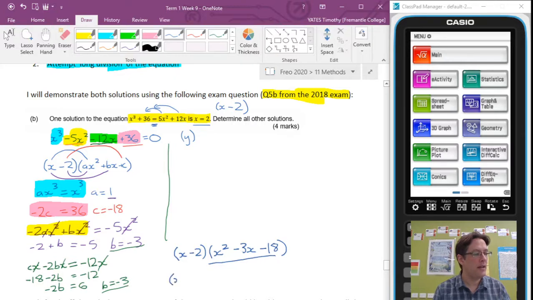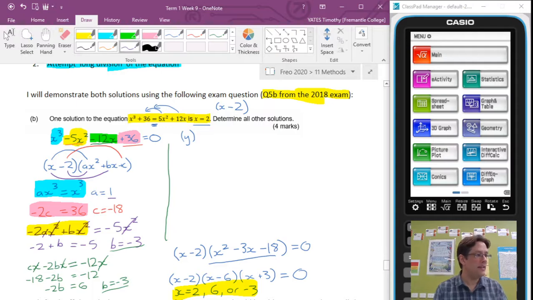Have a bit of a think about that, but it ends up being x take 6 and x plus 3. Remember that the final thing we're trying to find is when this is equal to 0. So when's this equal to 0? X equals 2, 6, or negative 3. So that is our final answer. X is 2, 6, or negative 3.